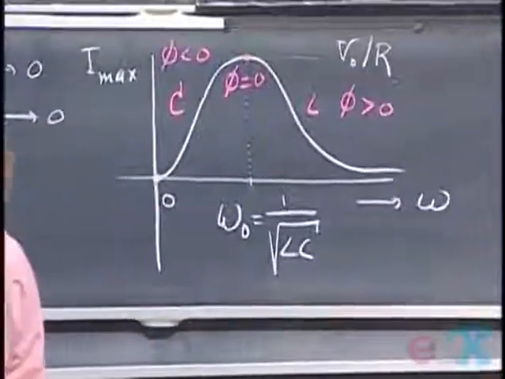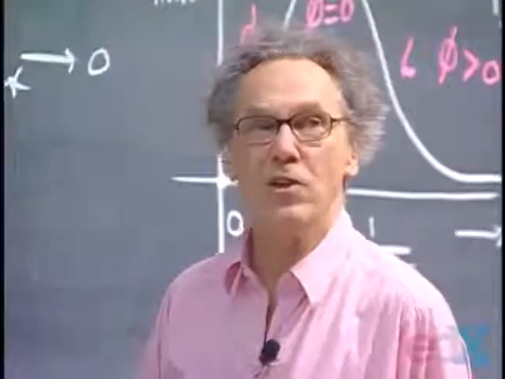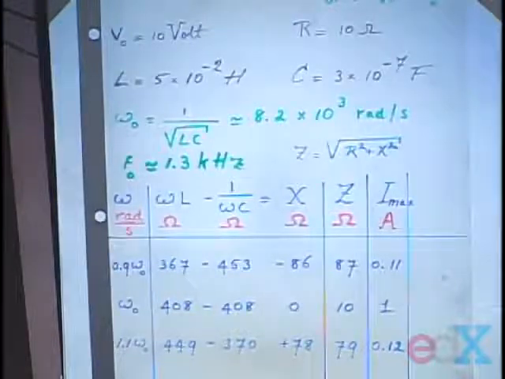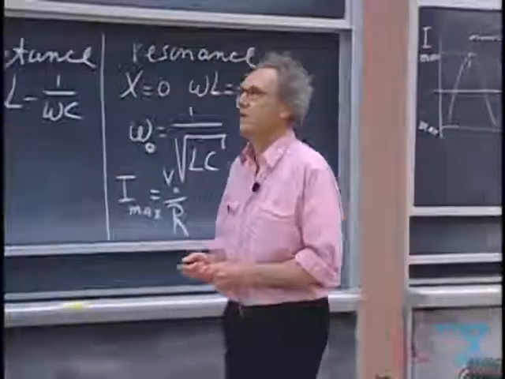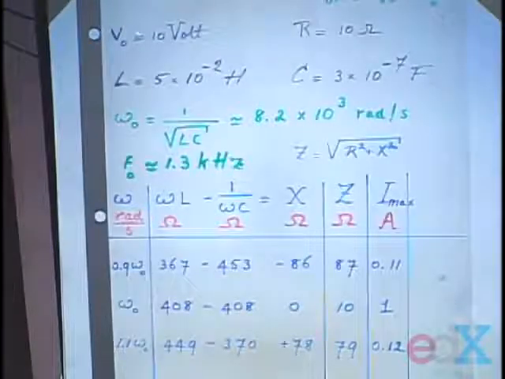And you can see indeed that this ohm value is larger than this one. And so out of that pops a value for X, out of that pops a value for Z. Notice that X is 86, and Z is only a hair larger than 86, because this R almost doesn't add to Z, because you get here the square root of 10 squared plus 86 squared. That is almost 86. It becomes 87. And then you see that the current, the maximum current, which is this value for V0 divided by the Z, by 87, becomes 0.11 amperes.